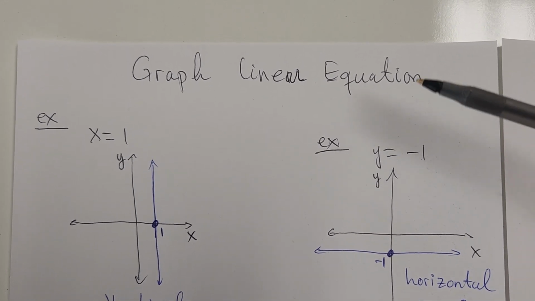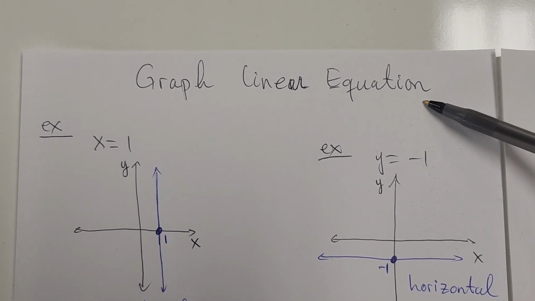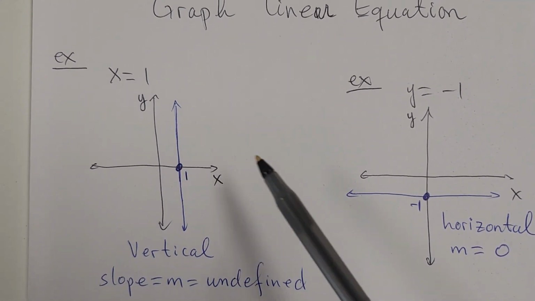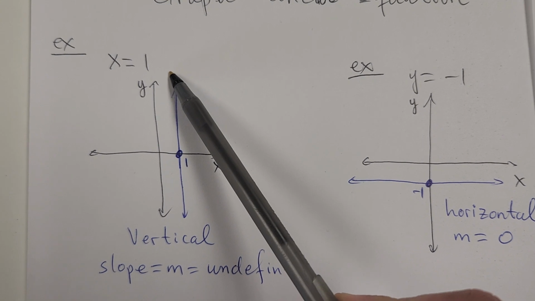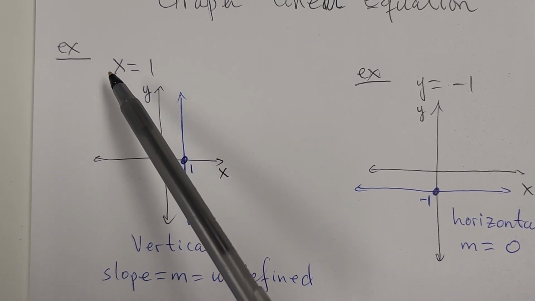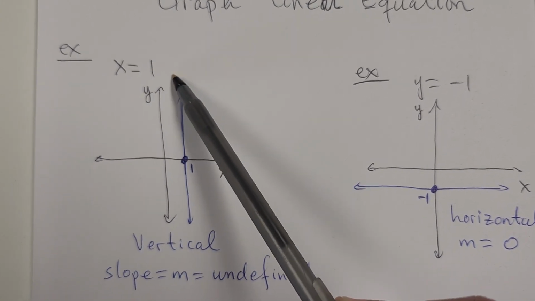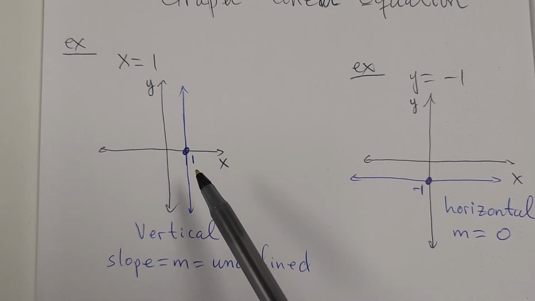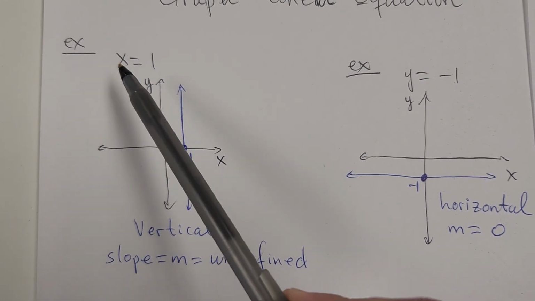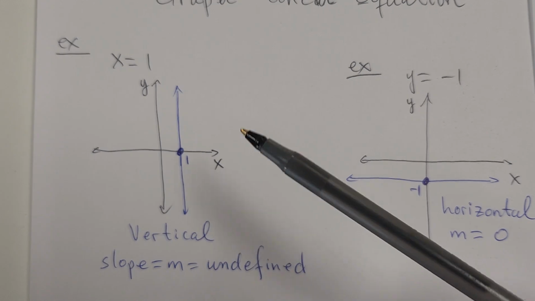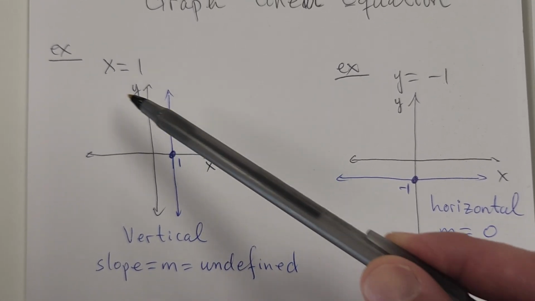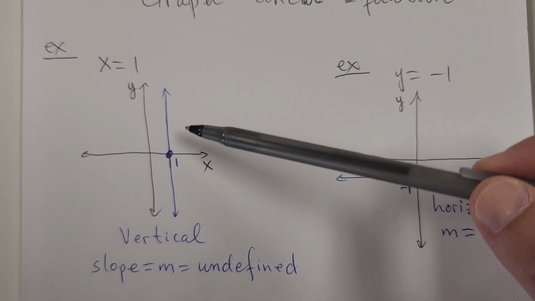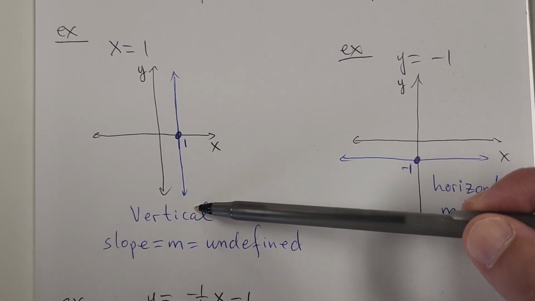This lesson is on graphing linear equations. Here I have an example where x is equal to a number. If I only have a letter and a number, then just draw where it is. So x equals 1. So here is x. This is 1. And since x equals 1, it is a vertical line.